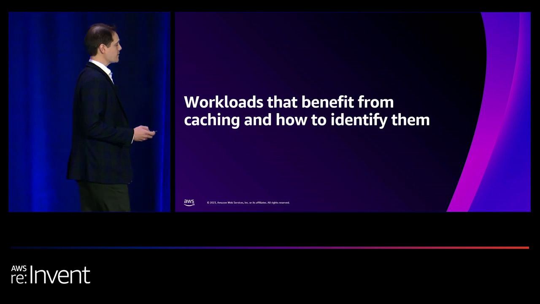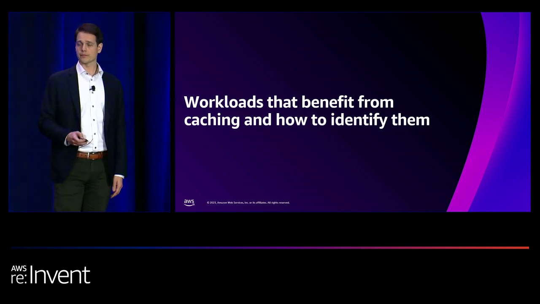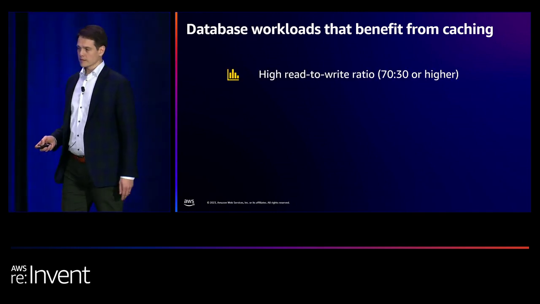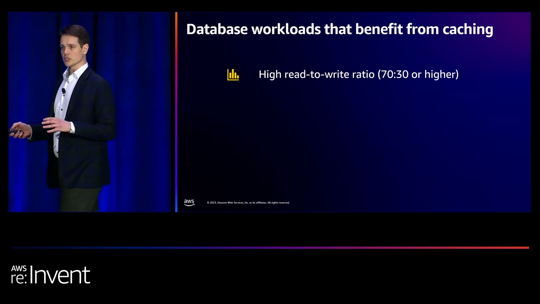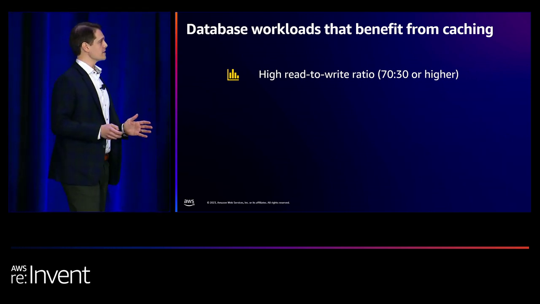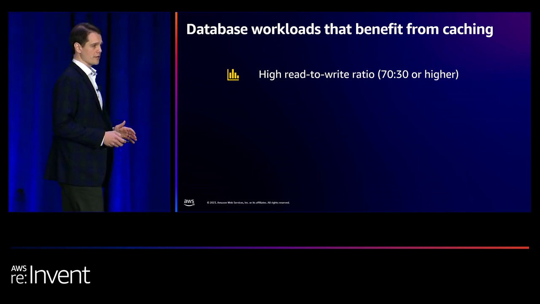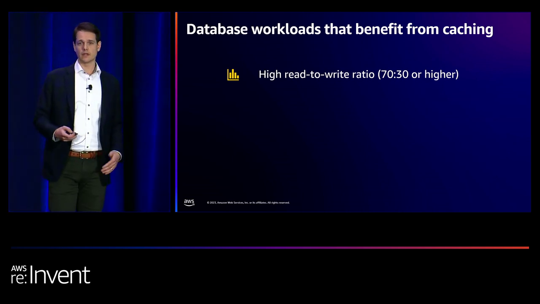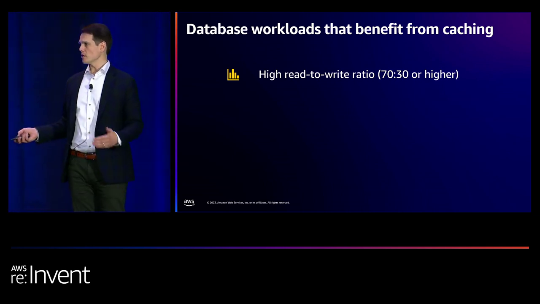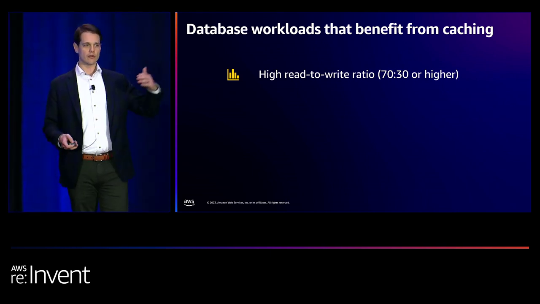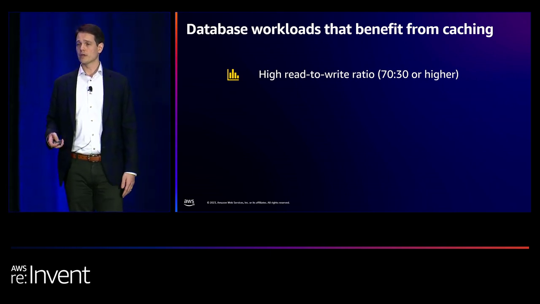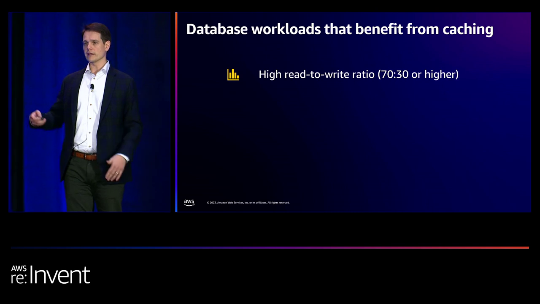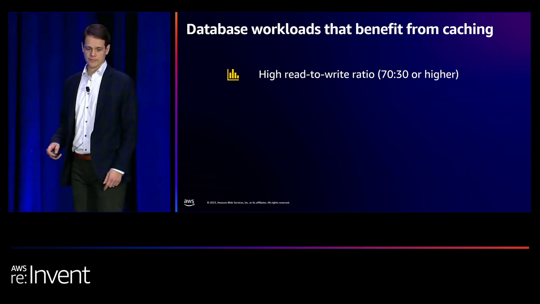OK, so let's figure out how to qualify a particular workload. One thing you ought to keep in mind when you're trying to figure out if an application is suitable for caching is the read-to-write ratio of your database. Generally speaking, caching benefits read-heavy workloads. Your mileage will vary, but we say, if you have roughly 70% or higher reads as a percentage of all I/O, you're likely to see some benefits from caching. And if you have a higher percentage, 80 or 90, you'll likely see even more performance and cost advantages.